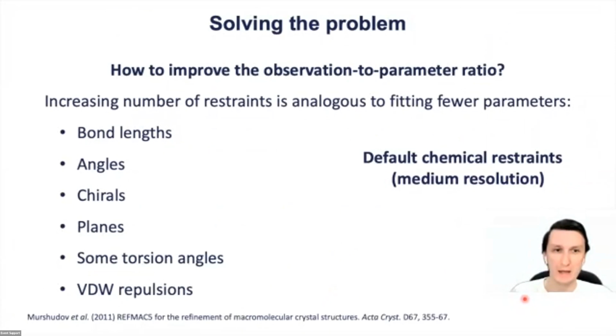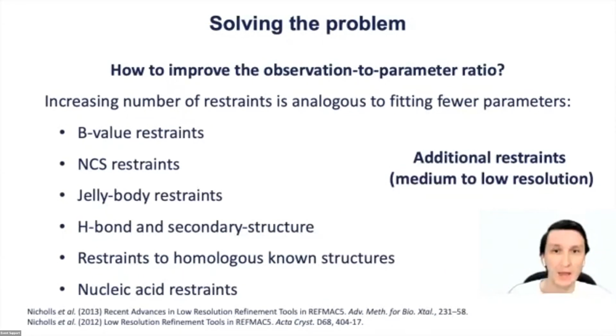Restraints sort of link atoms together, so we refine parameters not for a single atom, but rather for the groups of atoms, allowing some degree of flexibility, of course. This is how we improve observation to parameter ratio. At medium resolution, the following restraints are automatically applied. Restraints on bond length, angles, chirals, planes, torsion angles, and van der Waals repulsion.